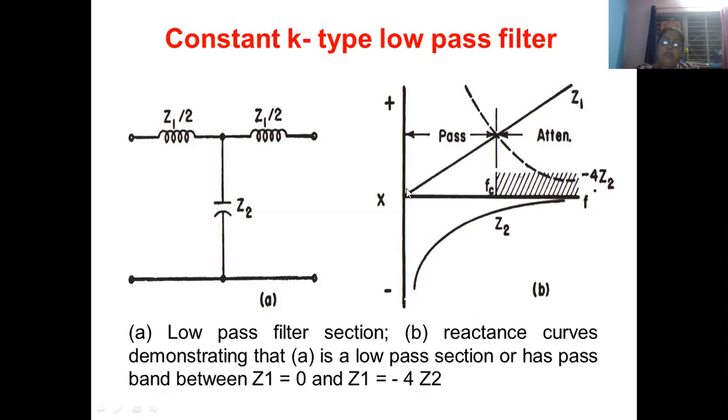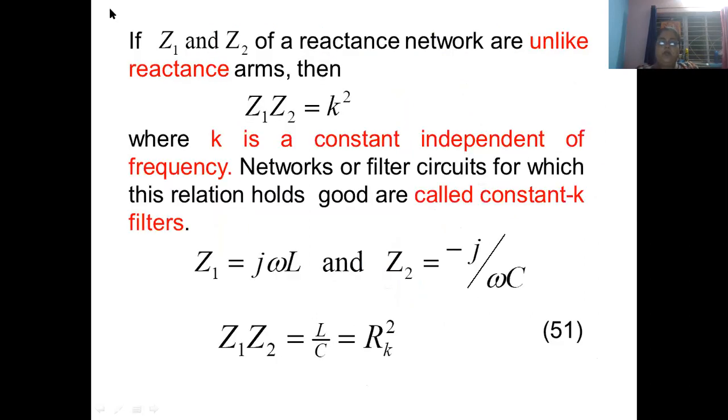So in the pass band, what will happen? The impedance value will be 0, and in the stop band, it will increase. Now, this is the design aspect. If Z1 and Z2 are the arms of a reactance network, then Z1 into Z2 is equal to K square, where K is a constant independent of frequency.